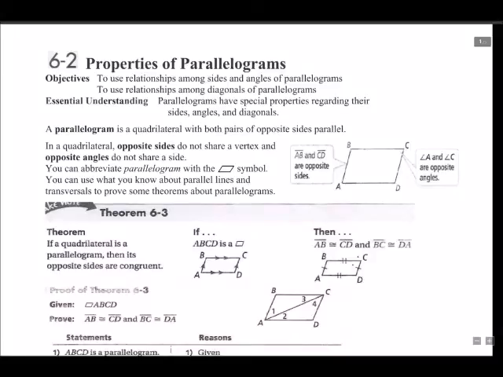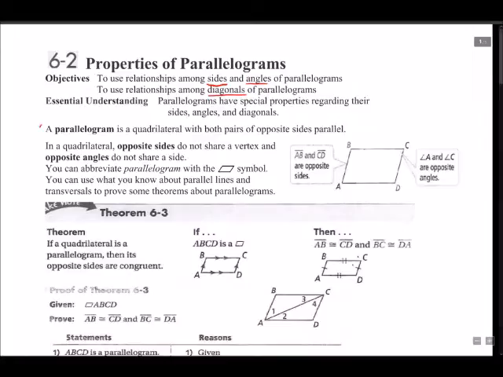6.2 Properties of Parallelograms. In this lesson, we are going to look at the relationships between sides and angles of parallelograms and diagonals of parallelograms. They are going to have special properties.